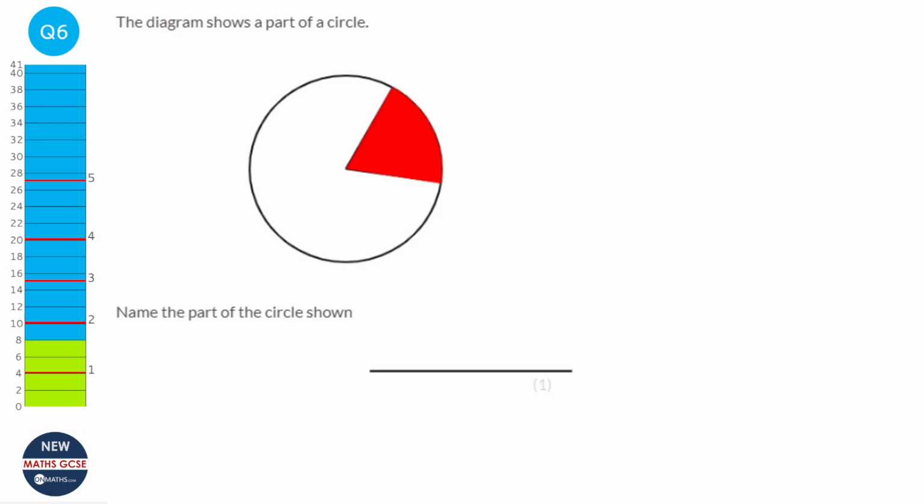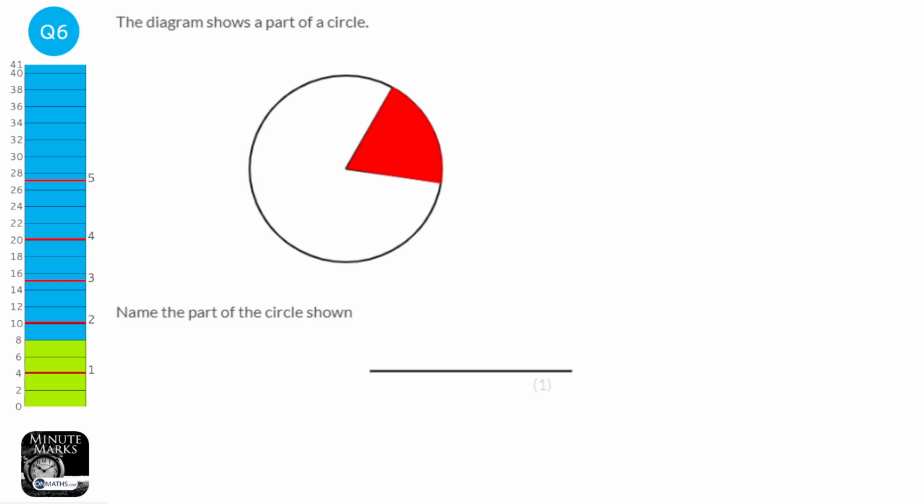So you do need to know the parts of a circle. So the full distance around the circle is called the circumference. If you've got a little bit of it, it's an arc. If you've got a line across it, that would be a chord. And the part that's kind of trapped in there is called a segment. Then if you've got a line across the circle going through the center, that's a diameter.